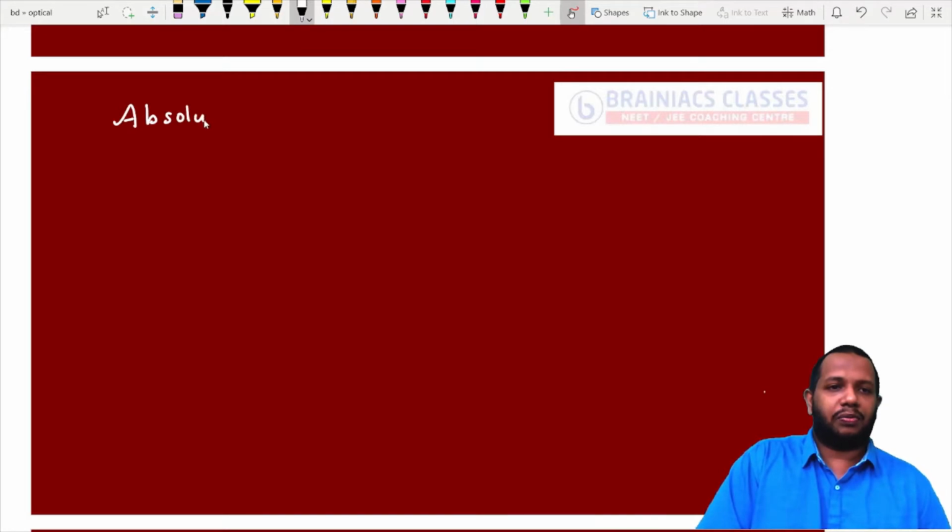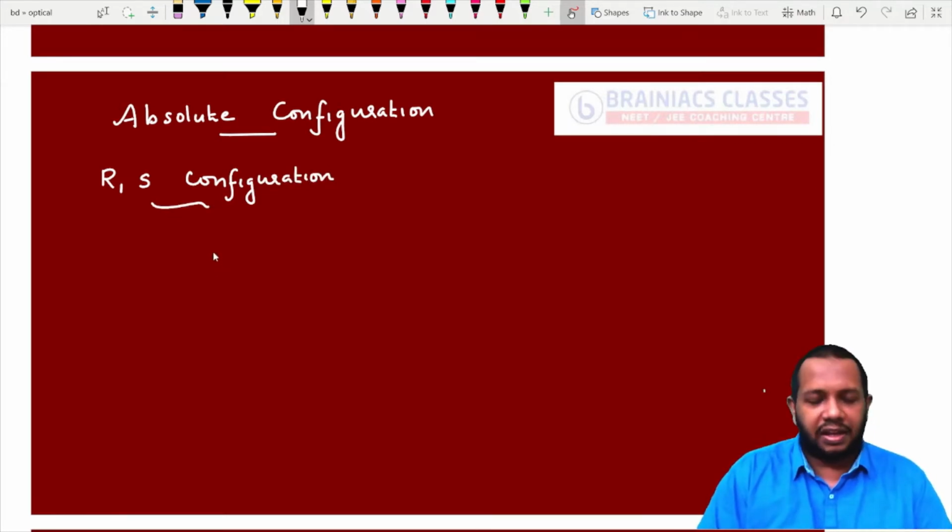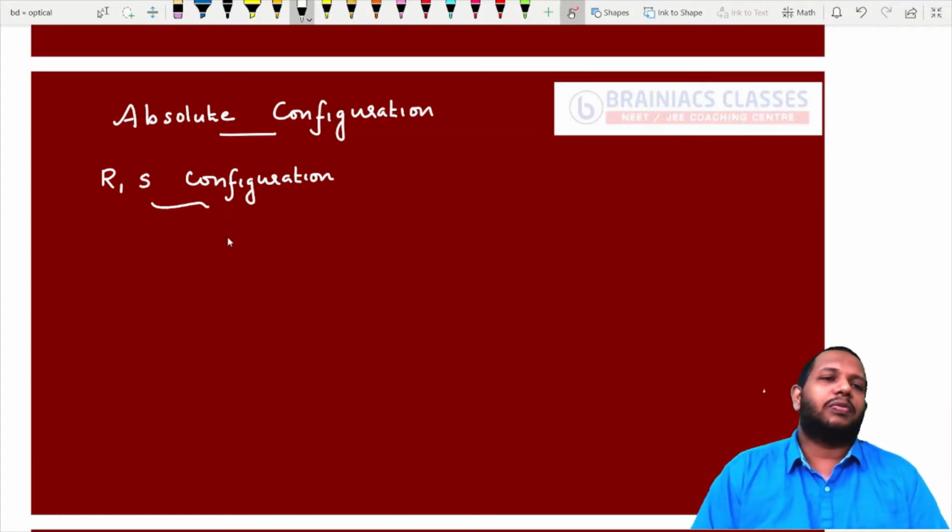Absolute configuration. So under absolute configuration we are mainly learning RS configuration. Okay, now how will you determine whether a carbon is in R configuration or S configuration? How will you do that? That is what we are going to learn next.